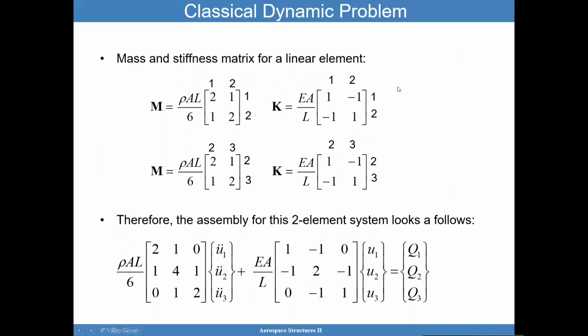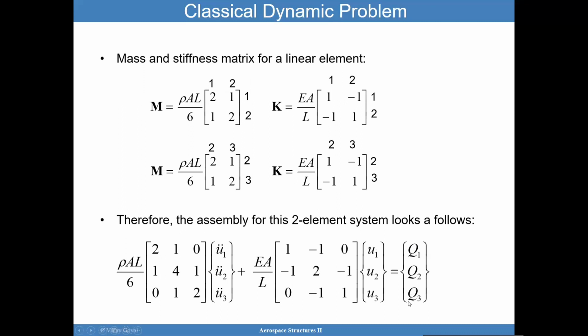So this represents element number 1. This represents element number 2. I can assemble that together. And what I have now is a fairly simple system. This is your mass matrix. This is your vector that contains the only unknowns now, which is u1, u2, u3, the accelerations, plus the stiffness matrix, and the deflections are unknown. And these forces are applied, so they're known.